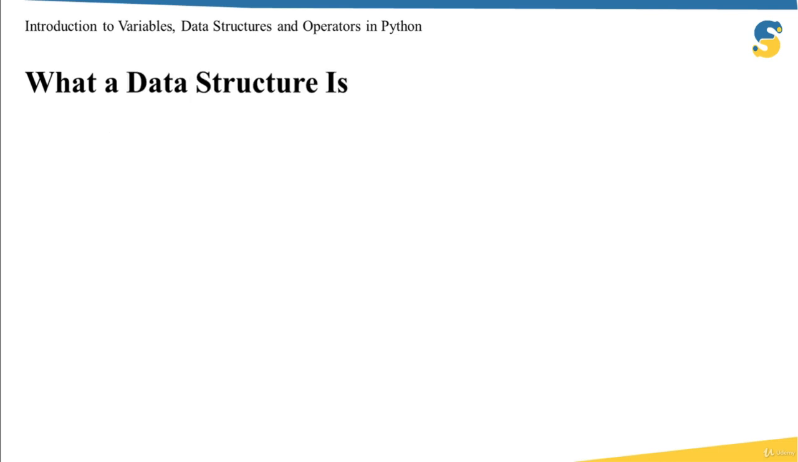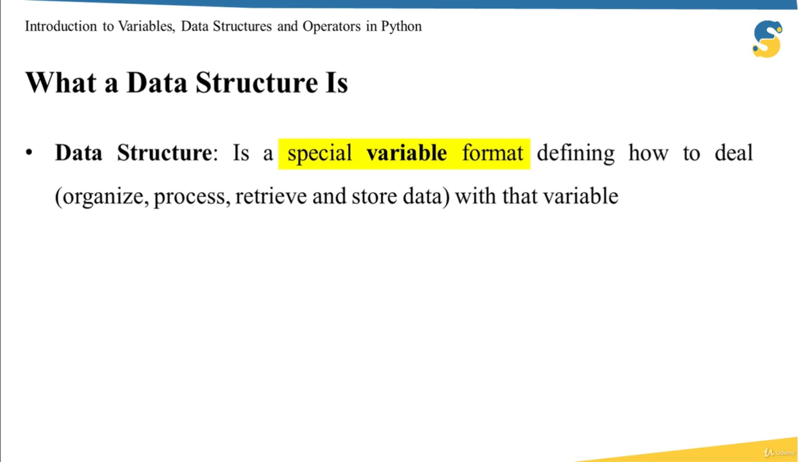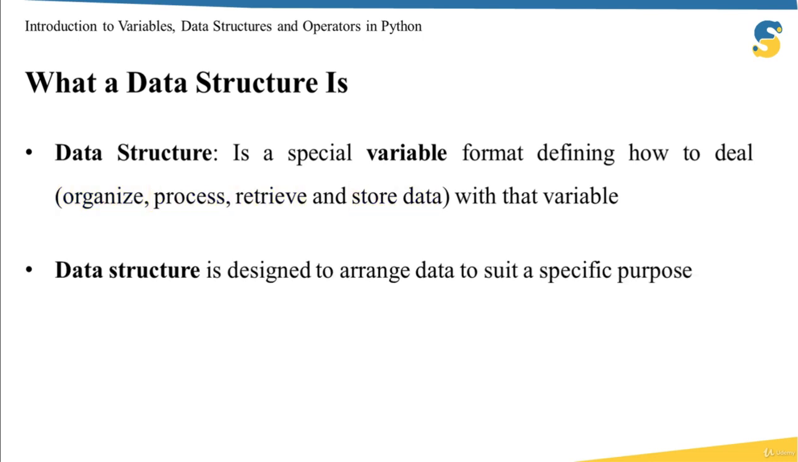Now let's talk about data structures. Data structure is a special variable format defining how to deal with the variable. I mean by deal here, organize, process, retrieve, and store data inside the variable. In Python, like any other programming language, data structure is designed to arrange data to suit a specific purpose.